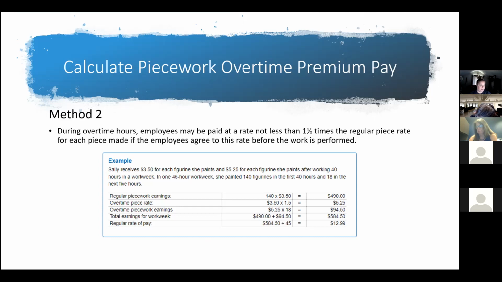Her overtime piece rate is 3.50 times 1.5, or $5.25. Her overtime piece rate earnings are 5.25 times 18, so $94.50. And then her total earnings for the work week are 490 plus the 94.50. Add those two together, we get $584.50. Her total regular rate of pay, if we take that and divide by 45, is $12.99. So she gets $12.99 per hour for regular rate of pay.